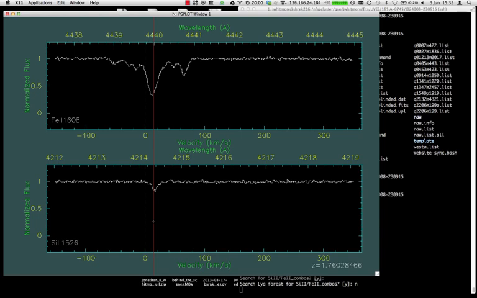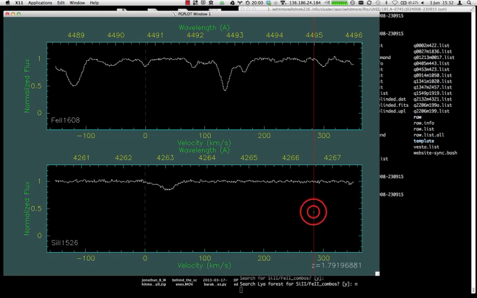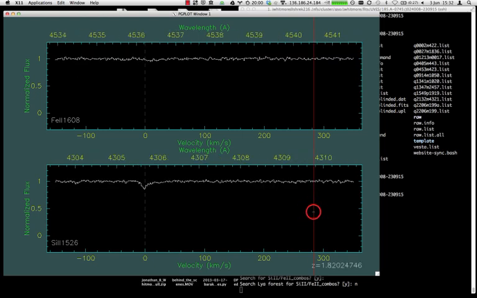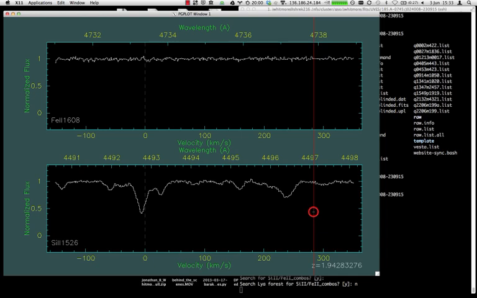This is unlikely to be real, firstly because I remember seeing this structure before, it was a silicon-4 absorber or something, but also usually the 1526 is much stronger than the 1608. Not orders of magnitude stronger, just substantially stronger. So I'm going to quickly zip through now, see if I find anything else that's interesting.